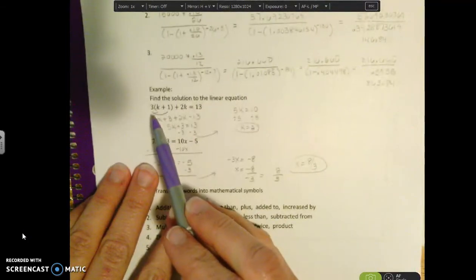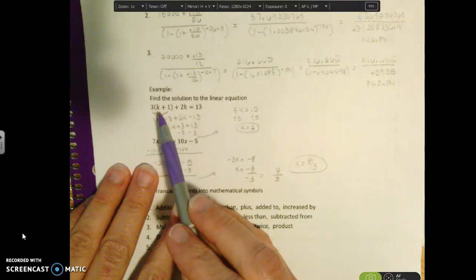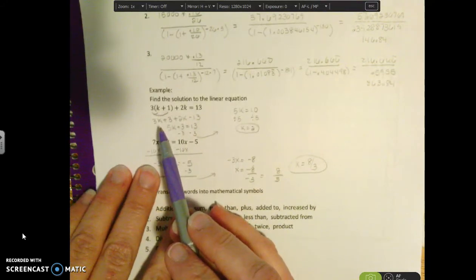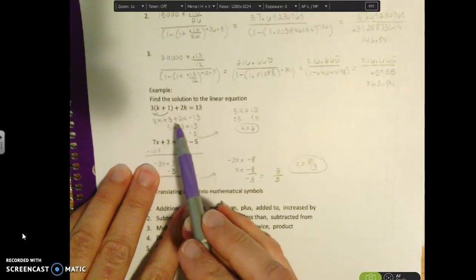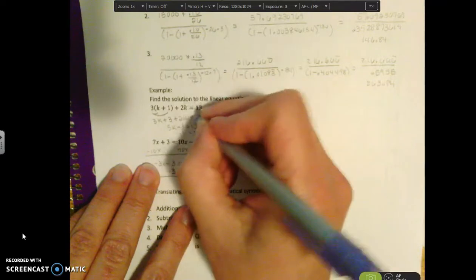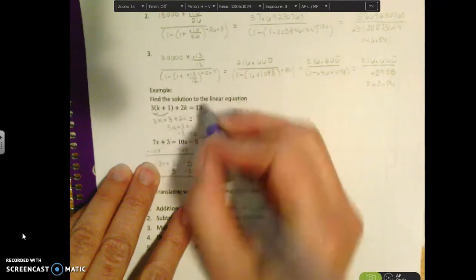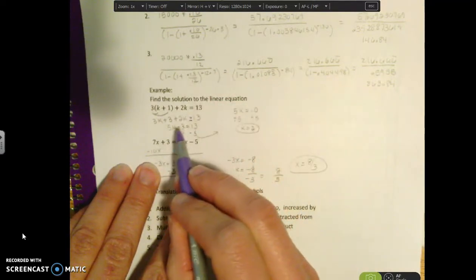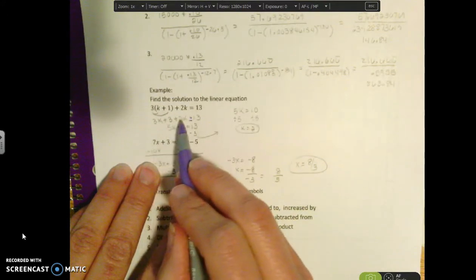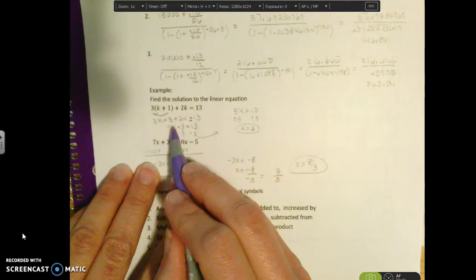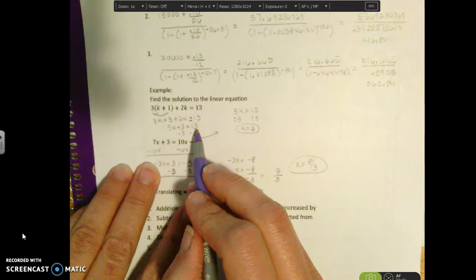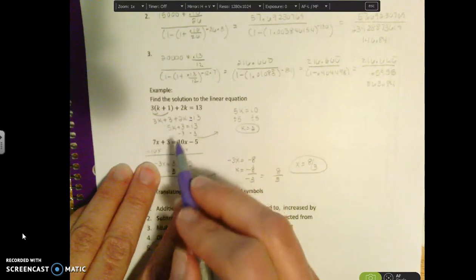I'm going to multiply the 3 times the k and the 3 times the 1. And I end up with 3k plus 3 plus the 2k that's already there equals 13. And then my next step would be to combine like terms. So I'm going to combine the 3 and the 2 together and get 5k plus the 3 that's already there equals 13.